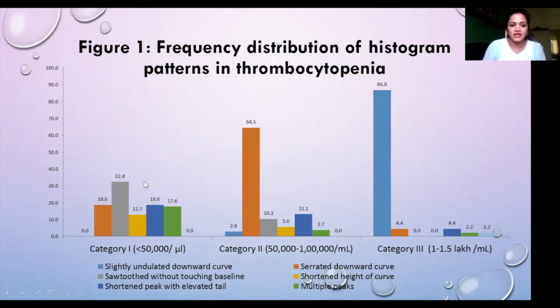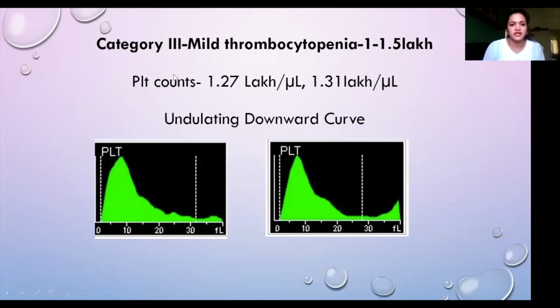When we move on to the category of severe thrombocytopenia, unlike the other two categories, we can easily make out that there is a diverse pattern of histograms, with a predominant pattern of 33% where it was saw-toothed without touching the baseline. All the other patterns, such as serrated downward curve, multiple peaks, and short peak with elevated tail, were also noticed in this category. Now we will see the individual histograms in each of these categories.